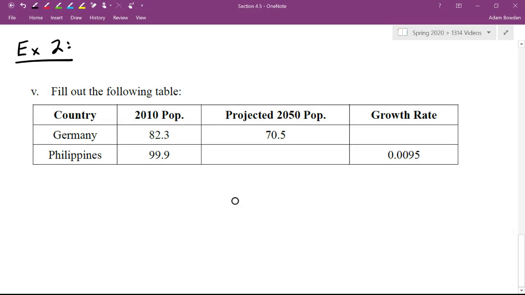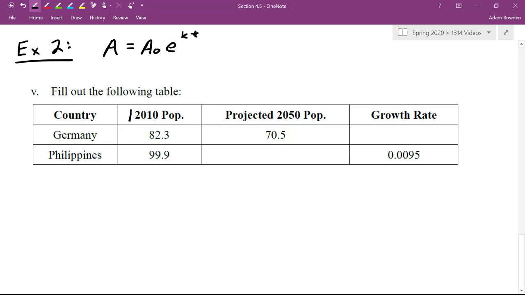Okay, now in this part we're dealing with some population information and we want to talk about some population projections and population growth rates. So keep in mind that our exponential function goes A equals A naught e to the kt power. So we have some numbers for k, for t, for A naught, depending on what we're doing here.